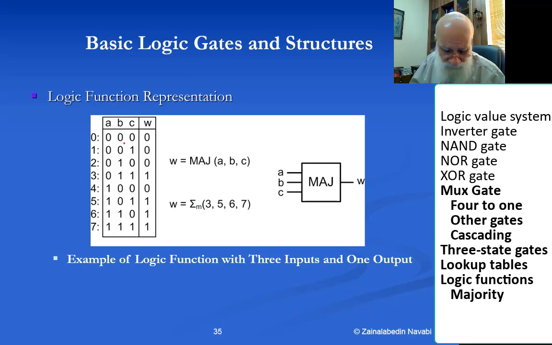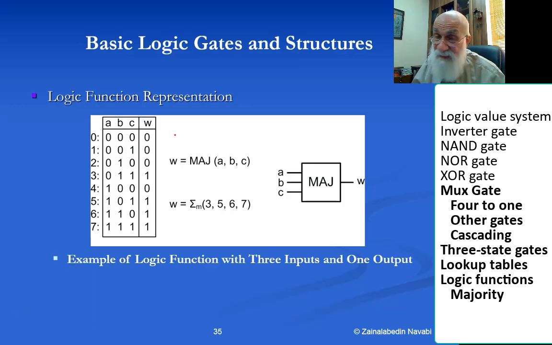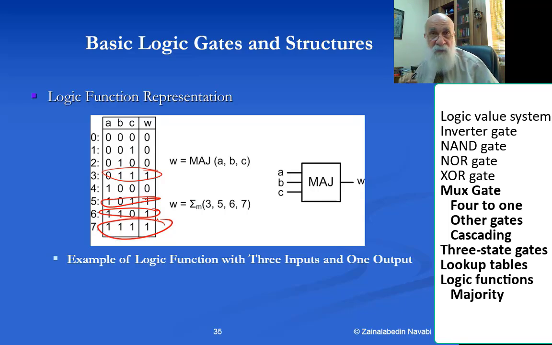All right, let's write this majority function. 0, 0, 0, the majority obviously is not 1, and therefore the output is 0. 0, 0, 1, the majority is not 1, output is 0. 0, 1, 1, well, there are 3 inputs, and 2 of them are 1, and therefore the majority are 1, and the output is 1. And we can write this as Maj of A, B, and C.